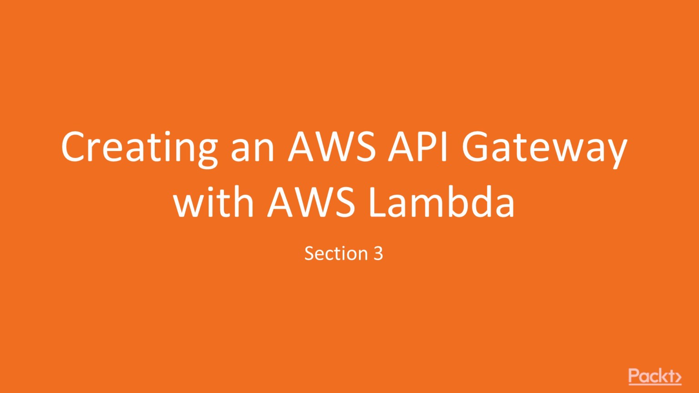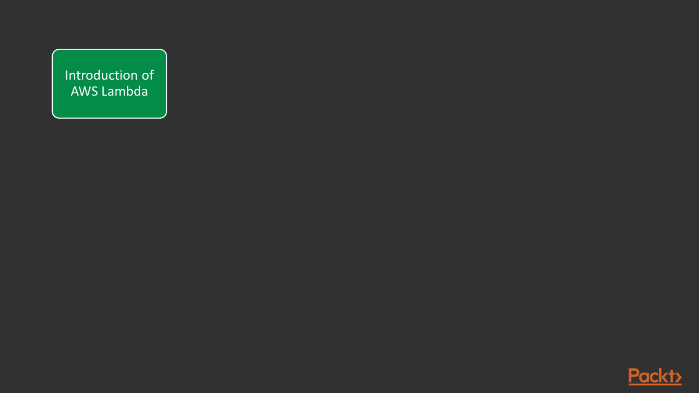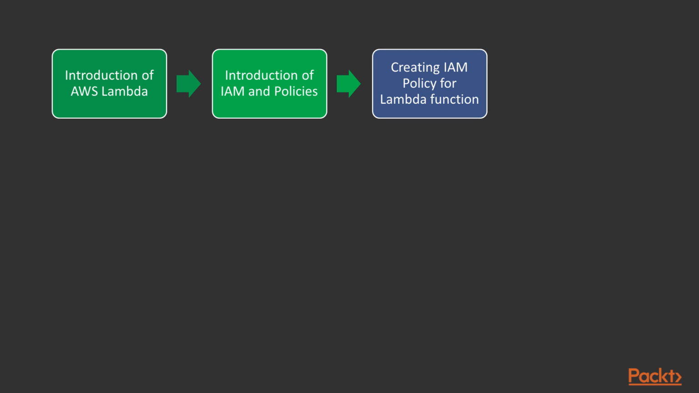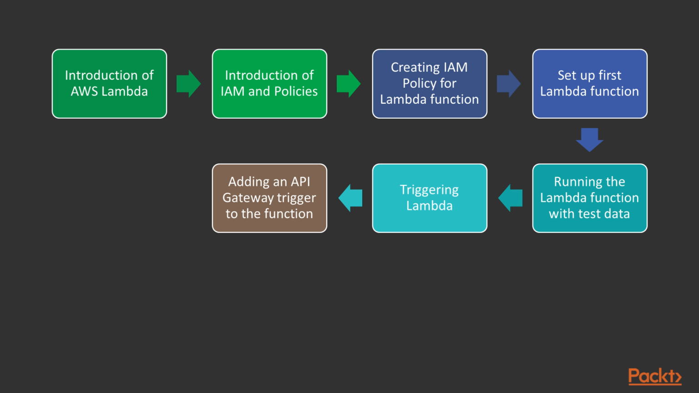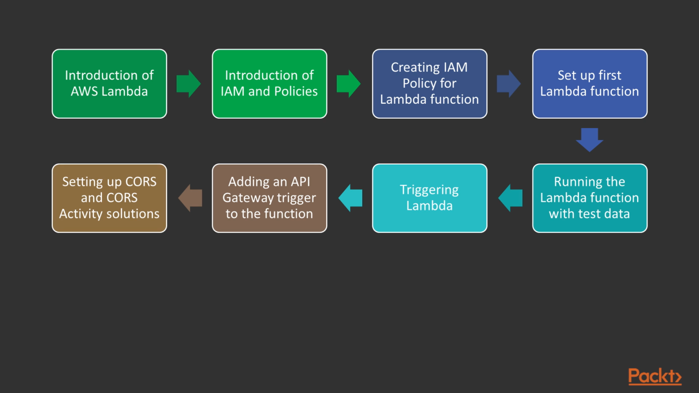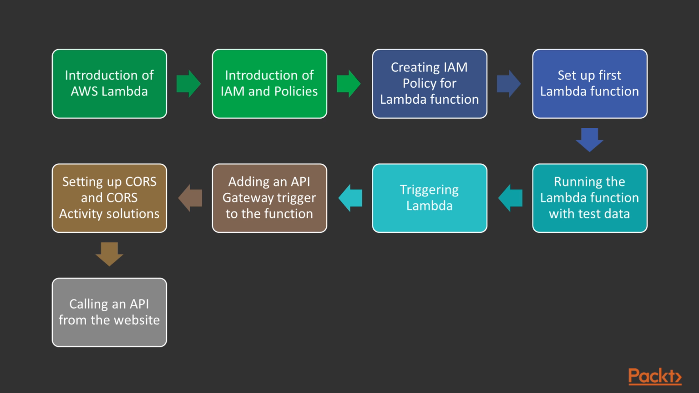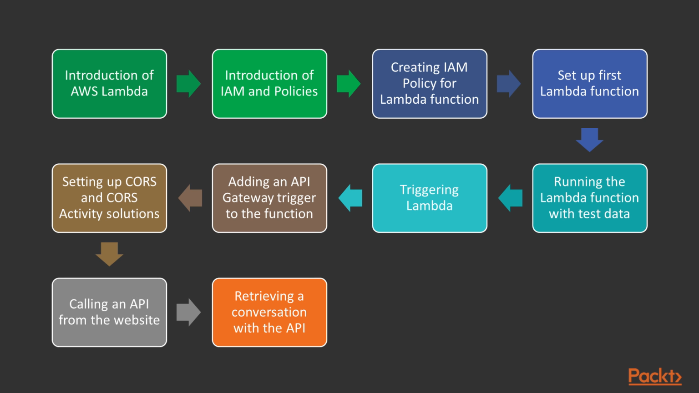We are starting section 3 of our course, which is all about creating an AWS API gateway with AWS Lambda. In this section, we will have a look at an introduction of AWS Lambda, an introduction of IAM and policies, creating an IAM policy for the Lambda function, setting up the first Lambda function, running the Lambda function with test data, triggering Lambda, adding an API gateway trigger to the function, setting up CORS and CORS activity solutions, calling an API from the website, retrieving a conversation with the API, and the failure test activity solution.